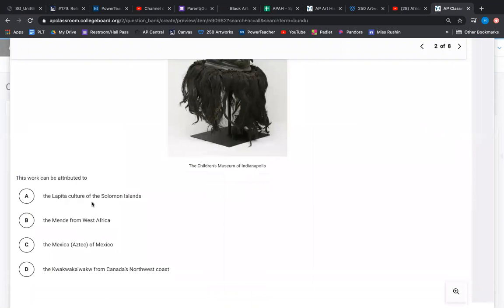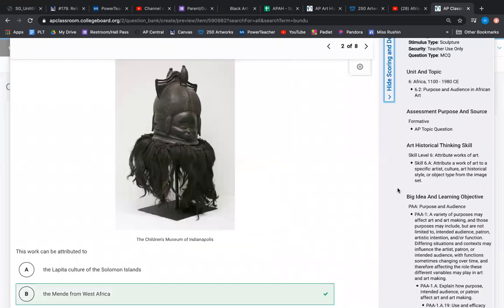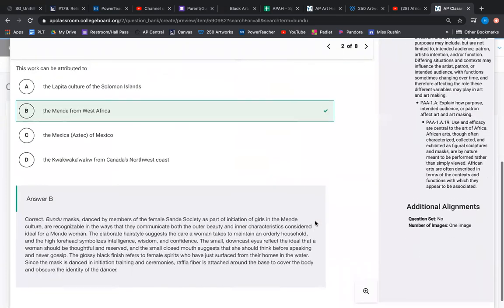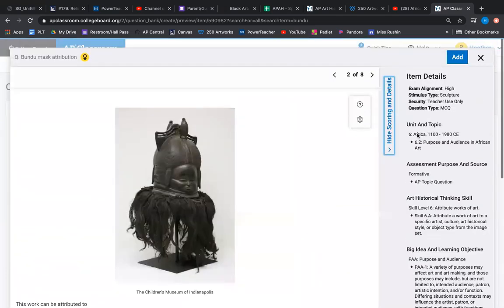The Lapita culture of the Solomon Islands. That's from the first units, like the Paleolithic units. The Mende from West Africa, the Mexica or Aztec of Mexico, the Kwakwaka'wakw, love those guys, from Canada's Northwest. So we know that's the Mende from West Africa. I can check our answers right here. Yep, you can read that if you want. I'm gonna move on.